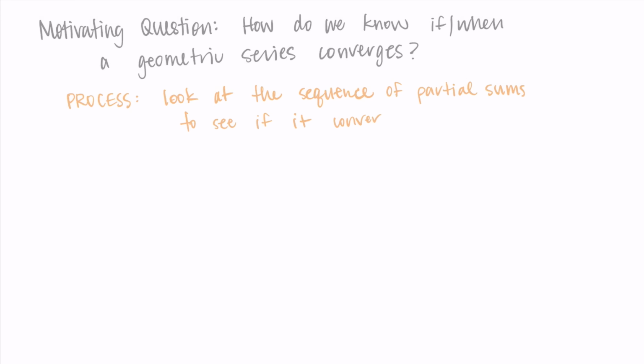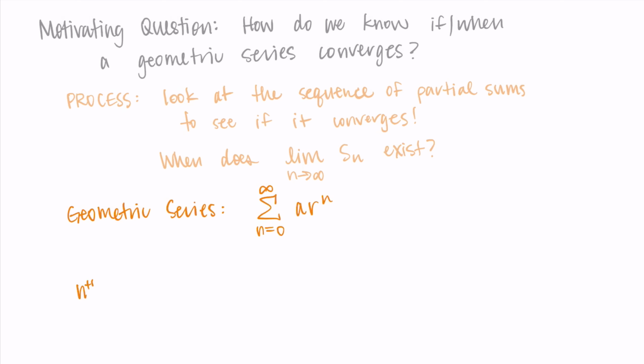This is the same as asking, when does the limit as n approaches infinity of s sub n, those are our partial sums, exist? Okay, so we're starting with our geometric series, and I want to look at the nth partial sum. This is s sub n, and it's equal to the sum from i equals 0 to n minus 1 of a times r to the i. I'm starting at i equals 0 and going to n minus 1 so that we are adding the first n terms.